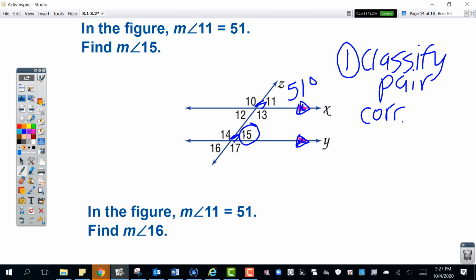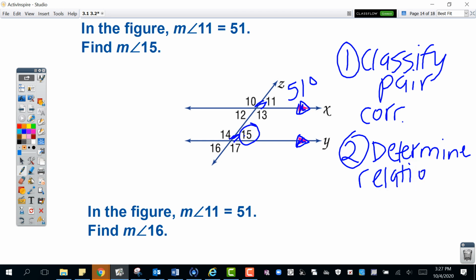All right, so step 2 after you classify the pair is you determine the relationship based on your T-chart. Now we have corresponding angles, so go to your T-chart and figure out, are they equal or do they add up to 180? Based on your T-chart, you'll see that they are equal. Therefore, if angle 11 is 51, the measure of angle 15 is also 51 degrees. And don't forget your degrees, because remember, angles always have a degrees at the end.